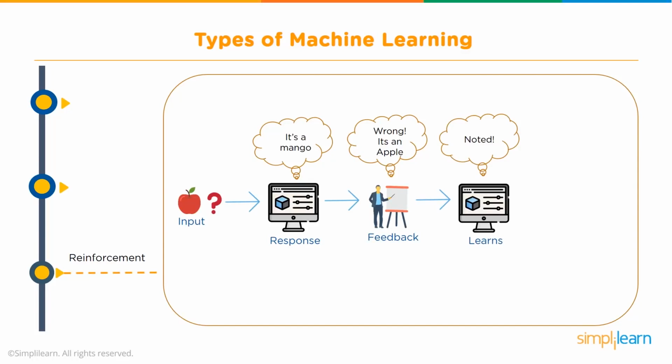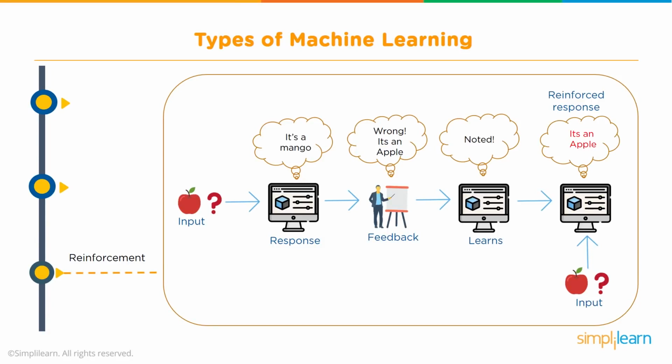What it does is learn from the feedback and keep that in mind. The next time we ask the same question, it gives us the right answer. It is able to tell us that it's actually an apple. That is a reinforced response. So that's how reinforcement learning works. It learns from its mistakes and experiences.